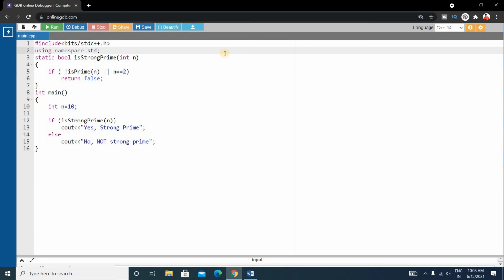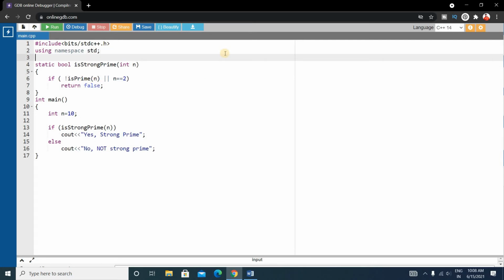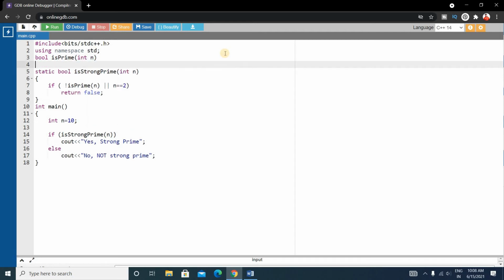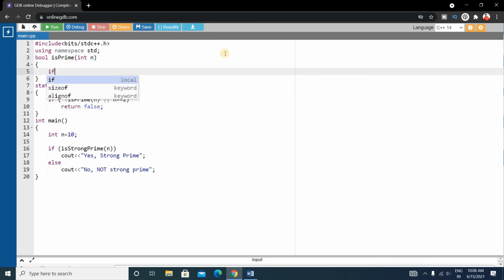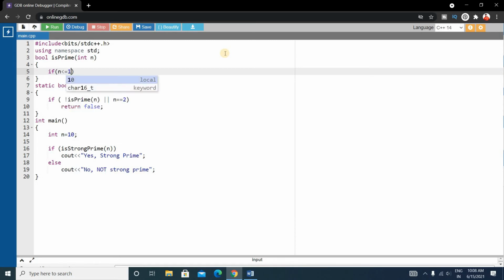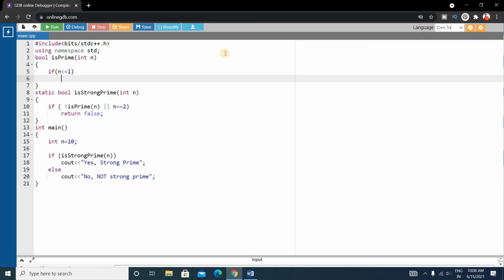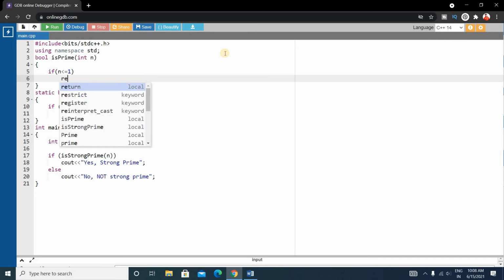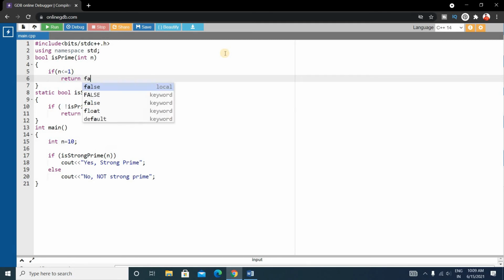Okay, so now we'll write whether a number is prime or not. So this is very easy. So right here bool isPrime. So now we'll check if a number is prime or not. So we'll write the condition here. If n is less than or equal to 1, then we'll return false, because if the number is 1 or less than 1, then this is not a prime number, so we'll return false.